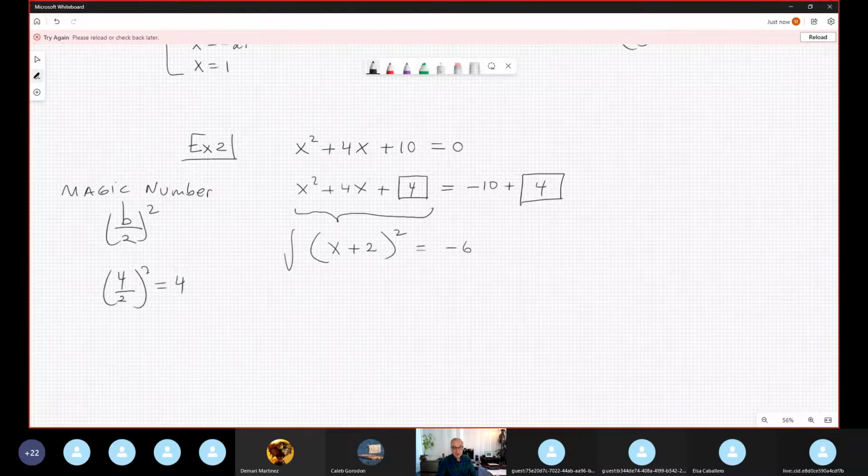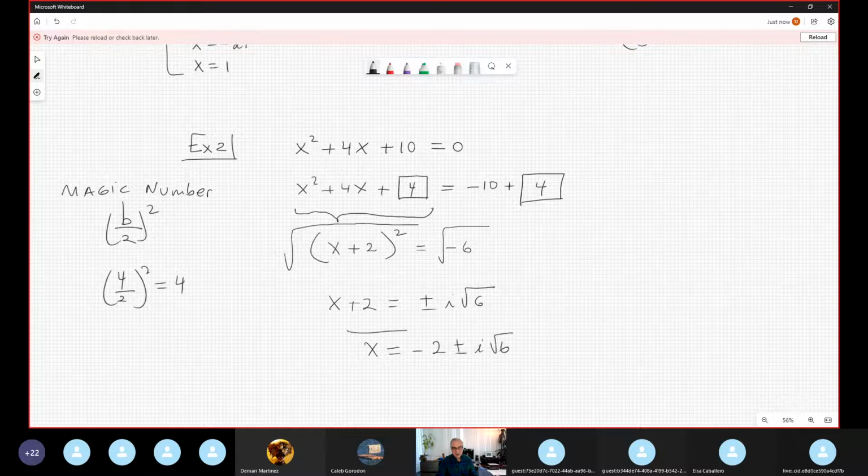Okay, now ready to apply the square root method. x plus 2 is equal to plus or minus. Don't forget plus or minus. In this case, i radical 6. Radical 6 is impossible to simplify more. It's irrational and complex. So x alone is minus 2 plus or minus i radical 6. Boom, final answer. You follow me? Yes.